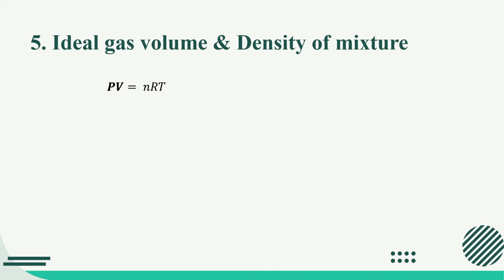Next, we're going to discuss ideal gas volume and density of a mixture. The volumetric behavior of a gas system at low pressures, like 1 atmosphere, can be calculated using the ideal gas equation, where pressure times volume equals the number of moles of the particular component times the gas constant times temperature. To find the density of a mixture, we have to introduce a density term into this equation. We know that mass by volume is equal to density, so the volume will be replaced by mass by density in this equation. This way, I bring density into this equation.